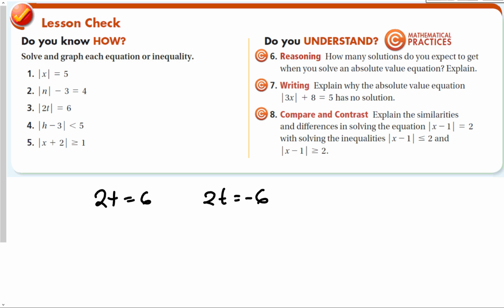Okay, for number 4, the setup would be a conjunction. So we would go negative 5 is less than h minus 3 is less than 5. And for number 5, I would set it up as x plus 2 is greater than or equal to 1, and x plus 2 is less than or equal to negative 1.